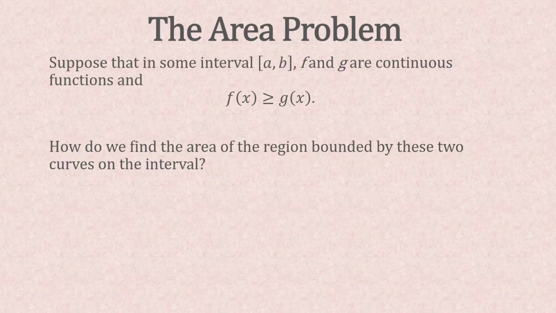So the area problem can easily be stated as such. Suppose that in some interval from a to b, f and g are continuous functions and that f of x is bigger than or equal to g of x. How do we find the area of the region bounded by these two curves on the interval?